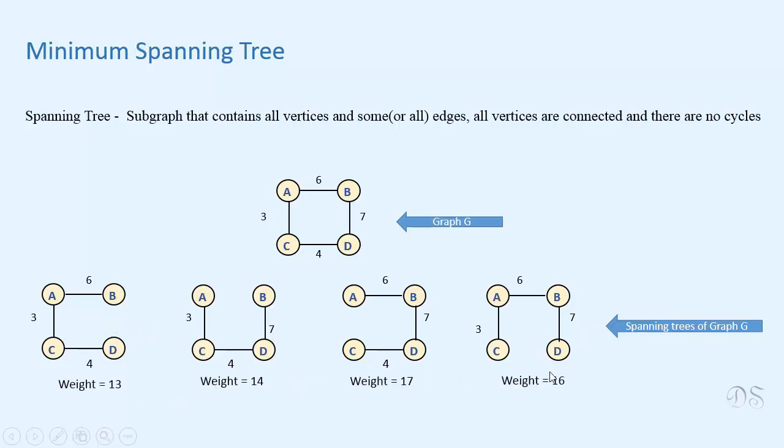These are the weights of these spanning trees. These weights are the sum of weights of edges included in the tree. For example, for this tree, weight is equal to 6 plus 3 plus 4 equal to 13.